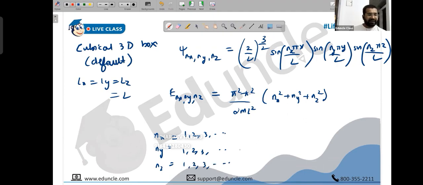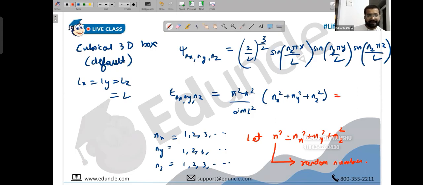But just for the sake of similarity, we can say let n square be equal to nx square plus ny square plus nz square. But you need to remember that this n is a random number. It has no significance whatsoever. But the best part is the formula becomes identical. This is n square pi square h square upon 2 m L square. The difference is that n this time is not a quantum number. n is not 1, 2, 3 necessarily. It could be anything. Clear?